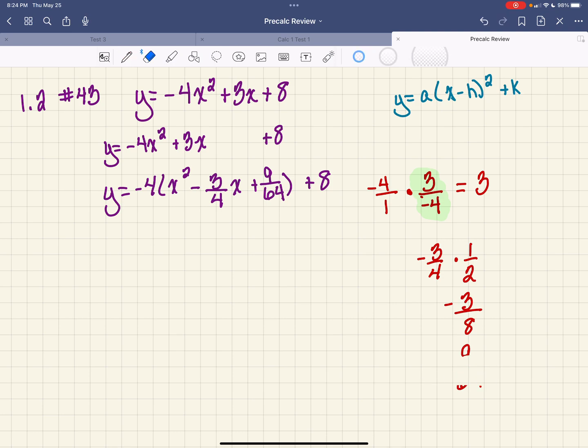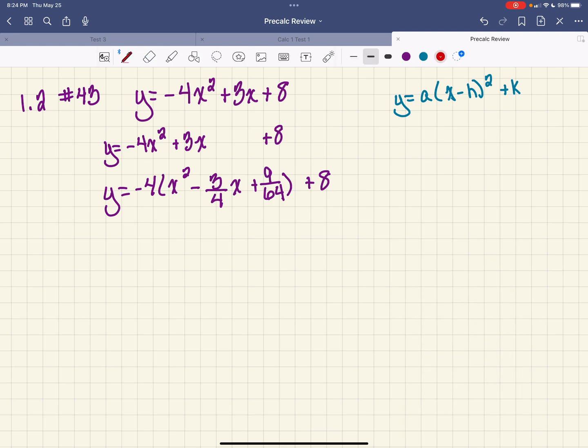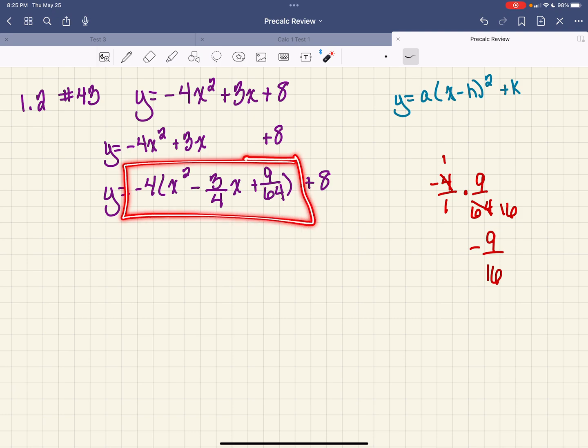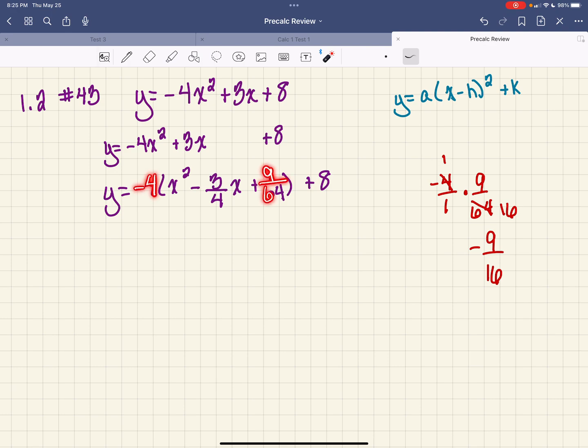Let me erase some of this right here. Okay, so I've got -4 over 1 times 9/64. Okay, that's going to give me -9/16. So what I actually added to this part of the equation is -9/16. And I got -9/16 multiplying -4 times 9/64.